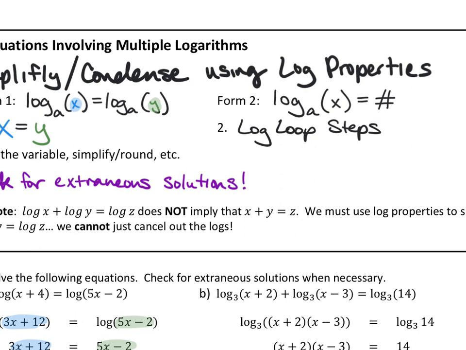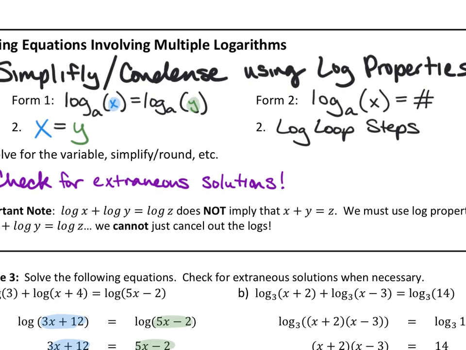So sometimes when you condense multiple logarithms, it'll look like form 1, where we have a logarithm on both sides. And sometimes when you condense it, it will look like a logarithm equal to a number, which is kind of easier. You just loop them and you solve for x. Either way, you check your answers when you start with logarithms, because there are restrictions on the domain of logarithms always. Shall we see another couple problems?